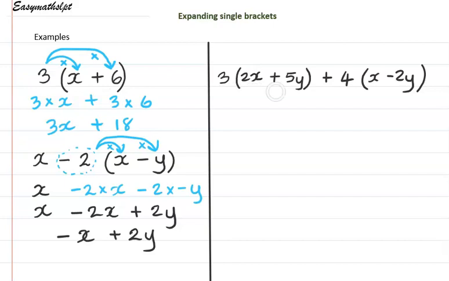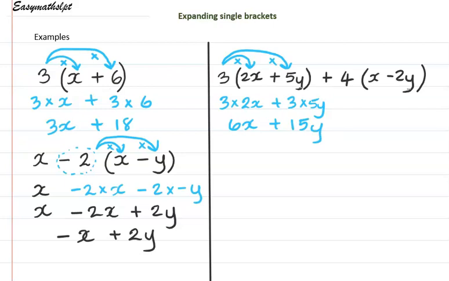Notice we have two sets of brackets that we need to expand. So we do it individually. So let's do this set, and then we do the second set. Then we combine them. So 3 multiplied by 2x. Let's write it up. 3 multiplied by 2x plus 3 multiplied by 5y. Let's work this multiplication out. So 3 multiplied by 2x gives us 6x plus 3 multiplied by 5y gives us 15y.